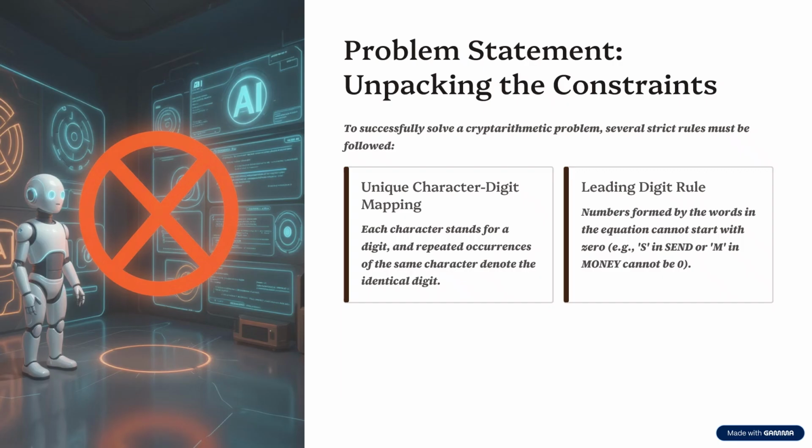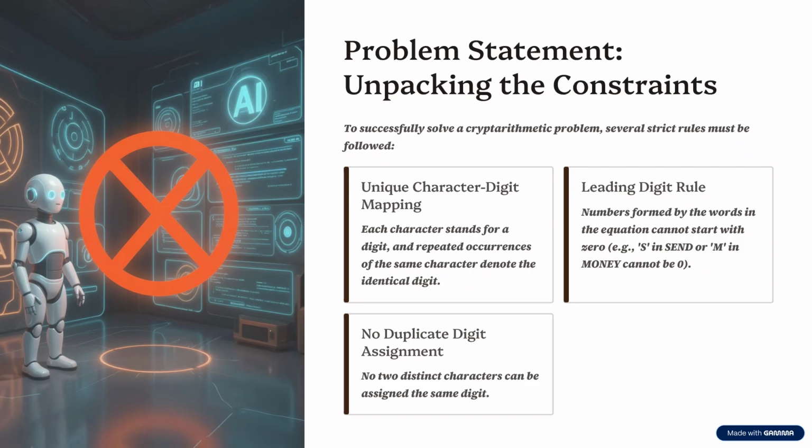Second is the leading digit rule. Numbers formed by the words in the equation cannot start with 0. For example, as I mentioned, SEND: the letter S shouldn't be assigned 0. Or take MONEY for example, M cannot be assigned 0. Again, no duplicate digit assignment. No two distinct characters can be assigned the same digit. Each letter should map to a single digit.